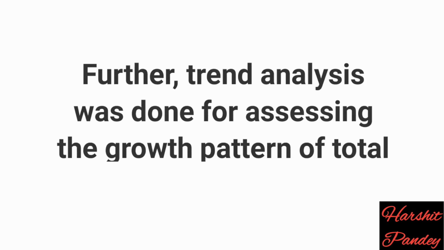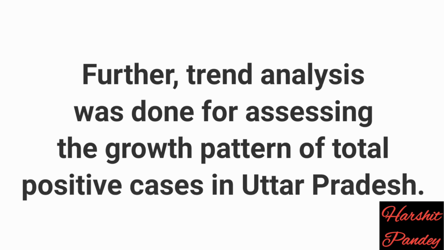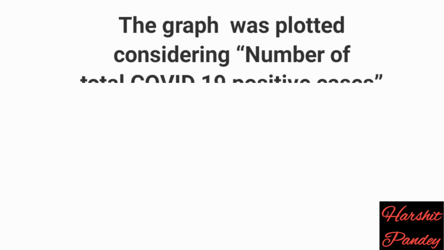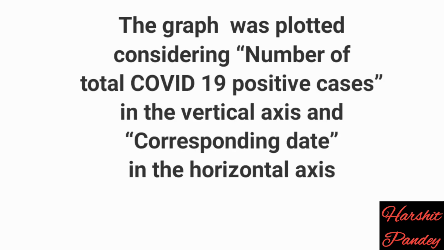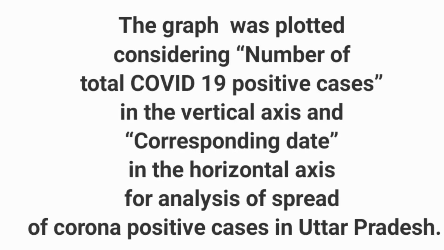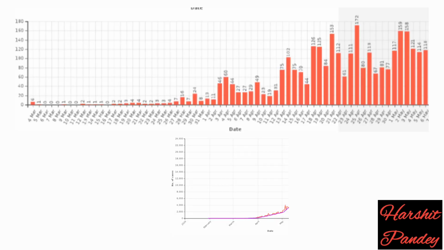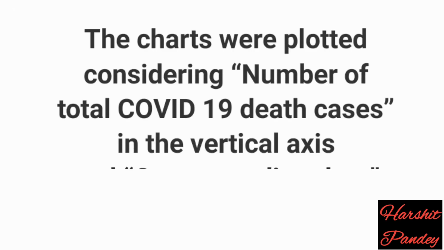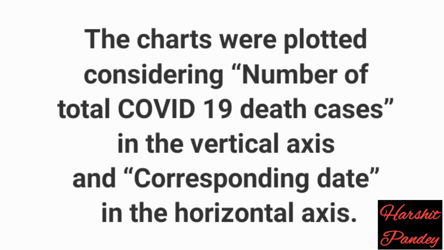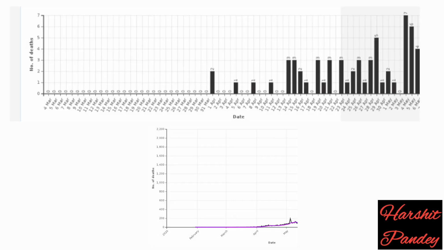Further trend analysis was done for assessing the growth pattern of total positive cases in Uttar Pradesh. The graph was plotted considering the number of total COVID-19 positive cases on the vertical axis and the corresponding date on the horizontal axis for analysis of the spread of corona positive cases in Uttar Pradesh. Similarly, the graph was plotted for cases in India. The charts were plotted considering the number of total COVID-19 death cases.